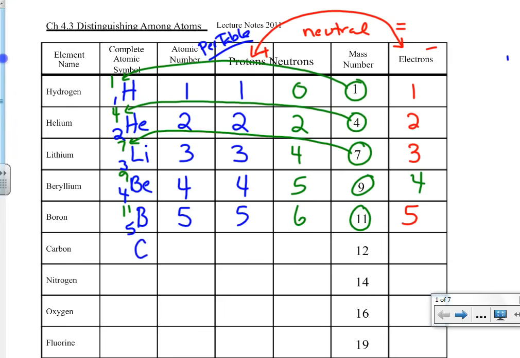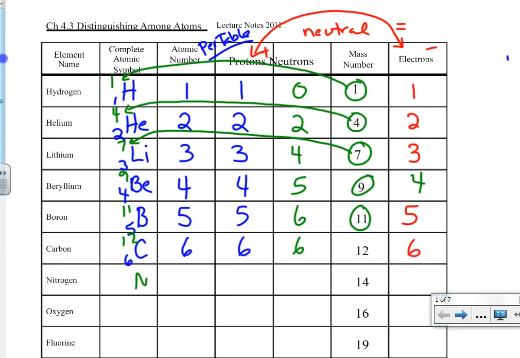Carbon, symbol is C. Atomic number 6. We're going to put that number in the lower left corner. Mass number of 12 goes in the upper left corner. 12 minus 6 gives us 6 neutrons. 6 protons, 6 electrons makes this atom neutral.